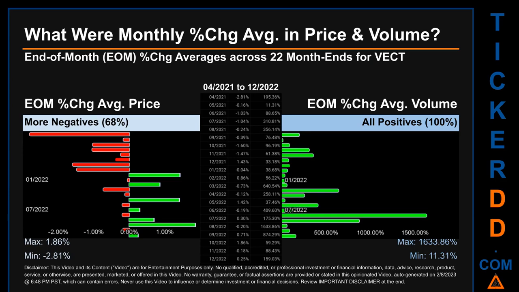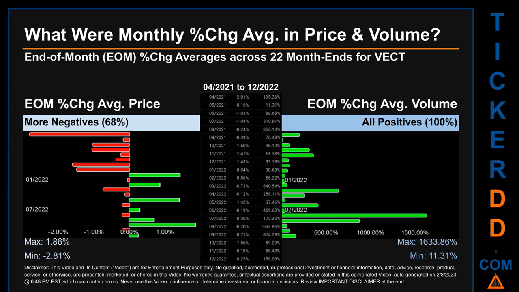From 04/2021 to 12/2020, out of 22 month ends, 15 had a negative percentage change in average price. Meaning 68% of month ends saw a negative percentage change in average price. In terms of volume, 22 out of 22 month ends had a positive percentage change. That is 100% of month ends saw a positive percentage change in average volume.